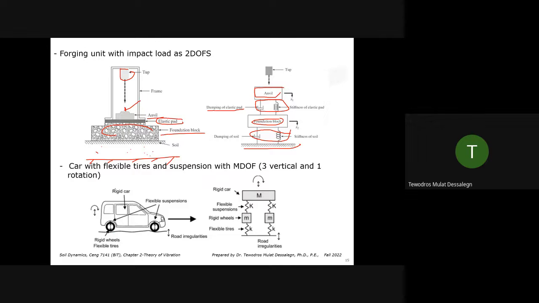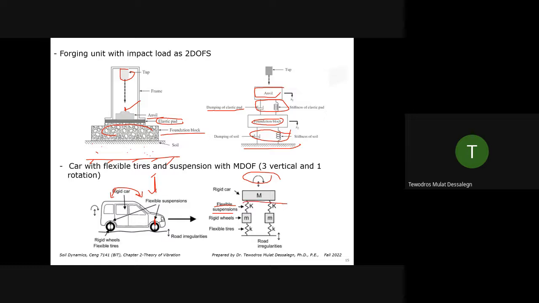Or you can have a car with flexible tires. Now if you consider the tires are flexible, and the suspension, it's a multi-degree of freedom system. The car is not only oscillating vertically up and down; depending on the road irregularity, it can also do some rocking motion. So you can have a rocking motion, the mass of the car, and then the tires and flexible suspension. The suspension is right above the tires. That's where most of the energy is damped out.